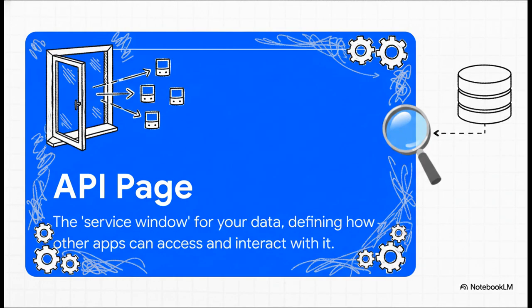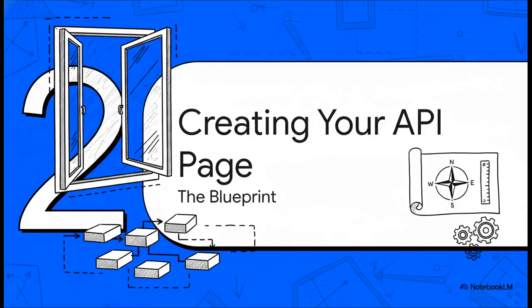And second, you have the API page. Now this is the really cool part. The best way to think about this is like a public-facing service window for your data table. The page doesn't actually hold any data itself, it just sets the rules for who can access it and how. It basically says, okay world, here are the fields you're allowed to see and here's what you're allowed to do with them.